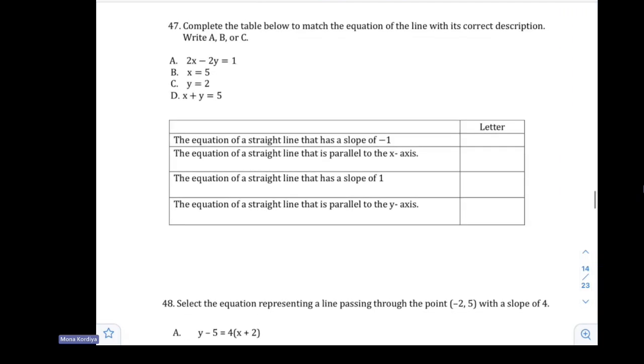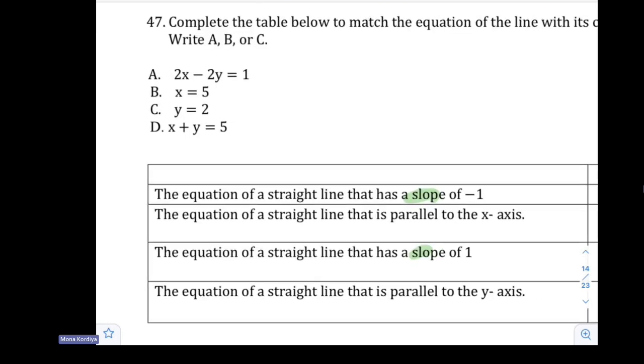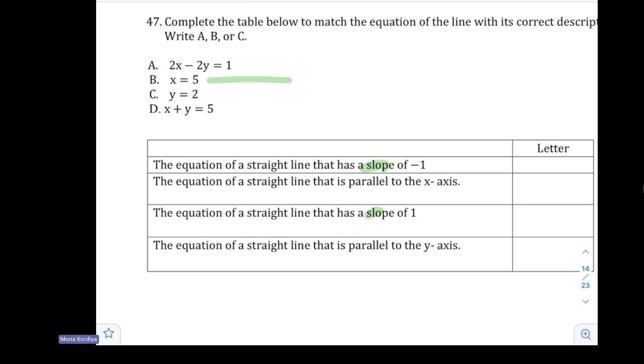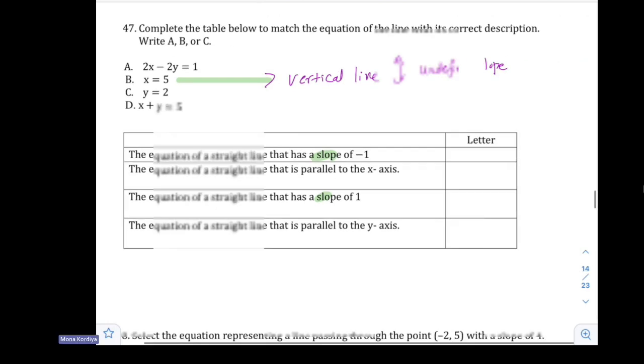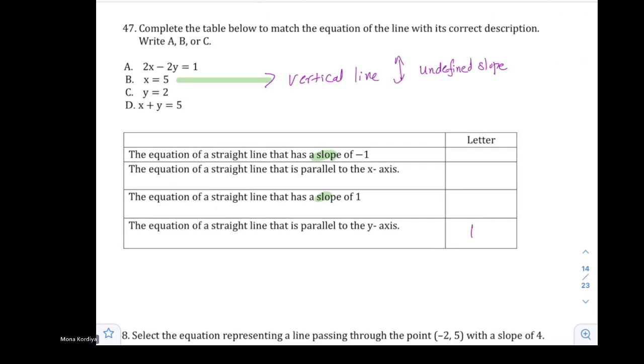Complete the table below to match the equation with the correct line description. Now, we are asked in almost all cases to find the slope. So let's see. We have here x equals 5. X equals 5 is a vertical line. Any vertical line looks like that. It has undefined slope, and it will be parallel to the y-axis. So this definitely will be choice B.